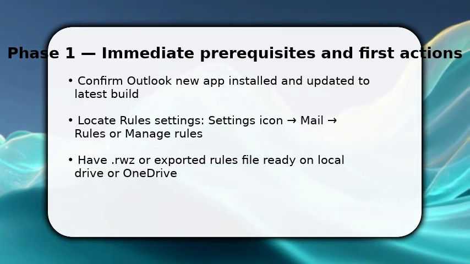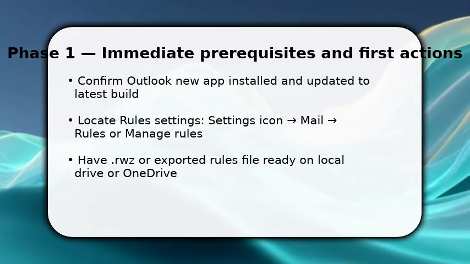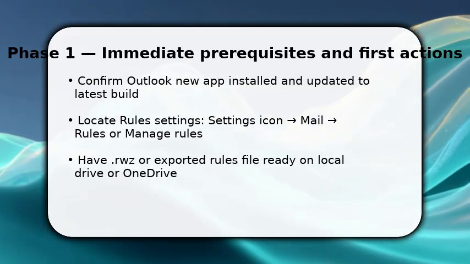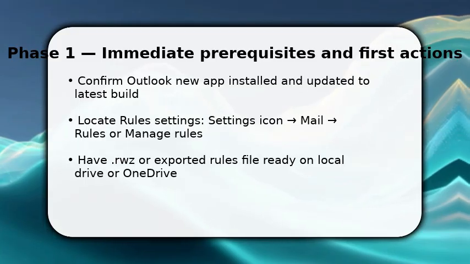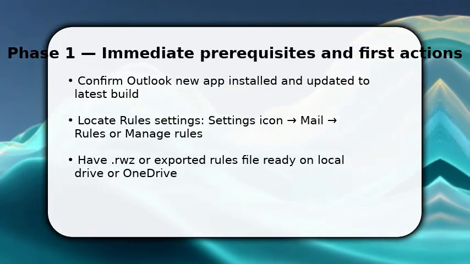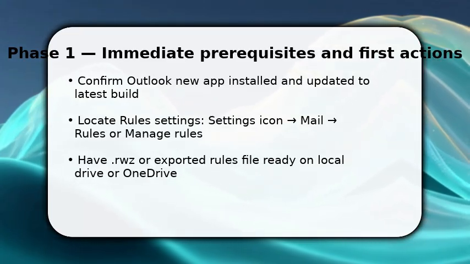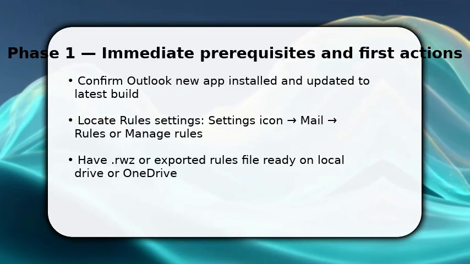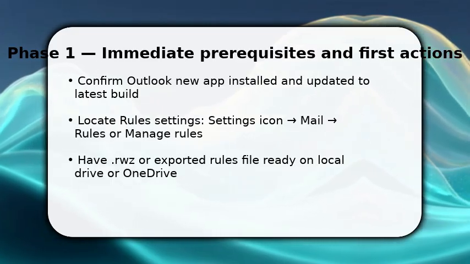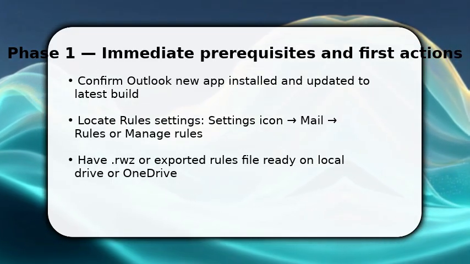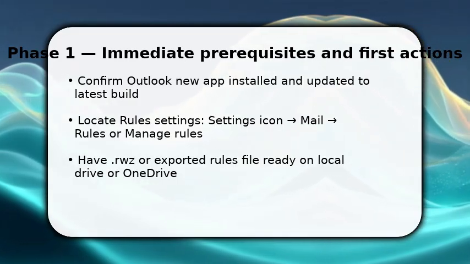You start by making sure the new Outlook is active and up to date. This avoids compatibility problems. Once done, open Outlook and go straight to the Mail settings, then Rules or Manage Rules. You need the exported rules file, RWZ or other supported format, saved locally or in OneDrive. This file contains the conditions and actions you're about to restore.